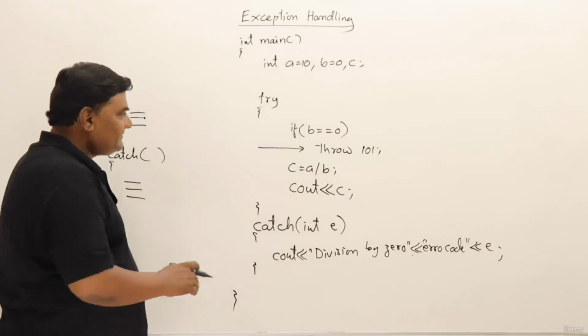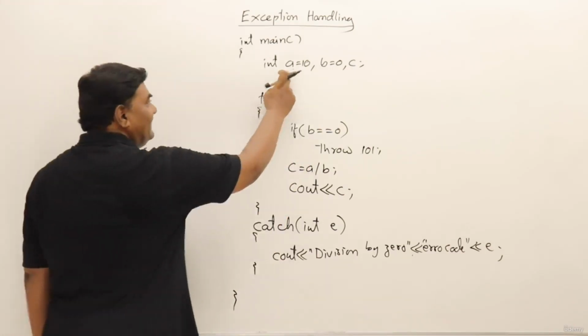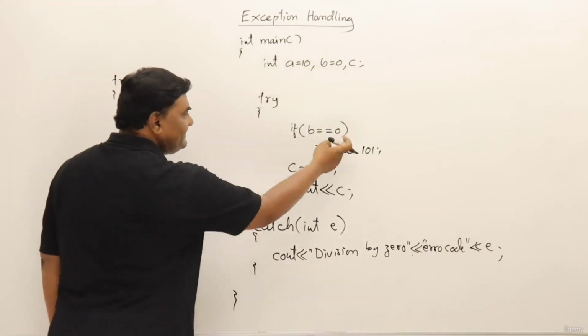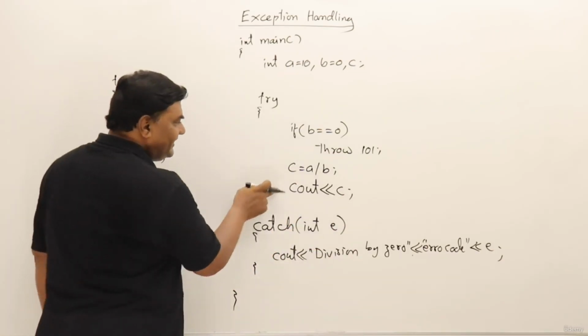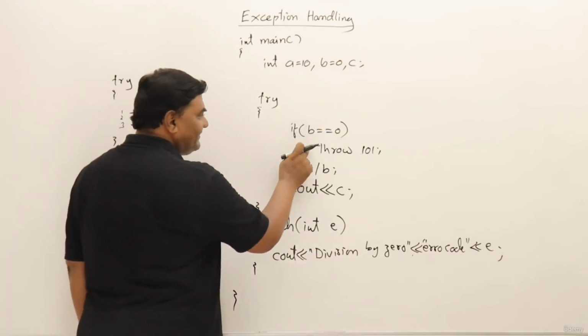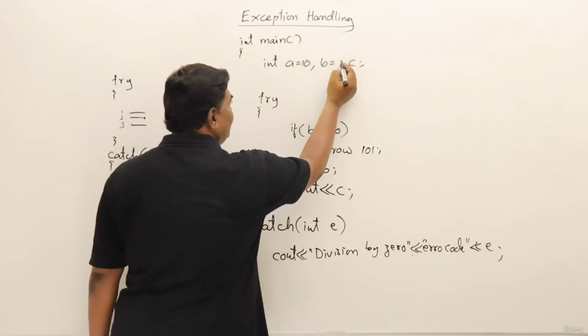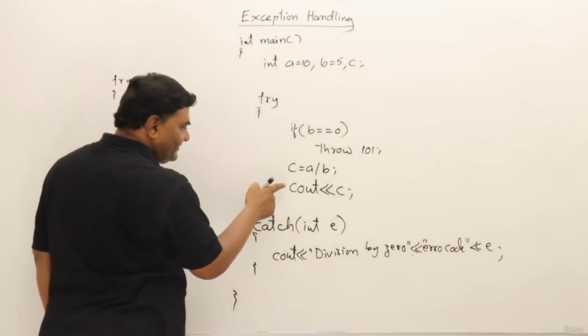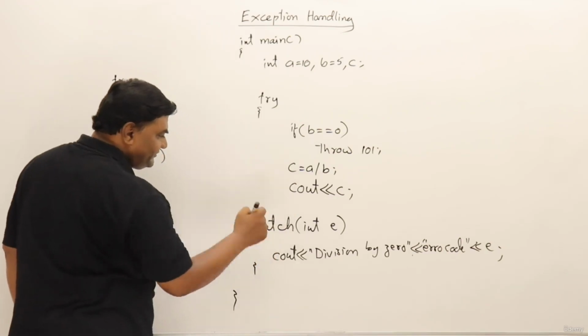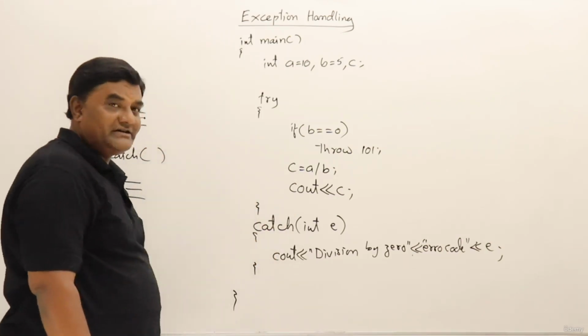So that is the meaning of giving this one. If you see the mechanism, I'll explain the mechanism now. A is 10, B is 0, it will come here, B is 0, so throw, it will come here and execute this one. So these two lines are not executed because there is an error here. Suppose it is not 0, if I give value 5, then B is not 0, it will execute this and it will not execute this one. Catch block is not executed.